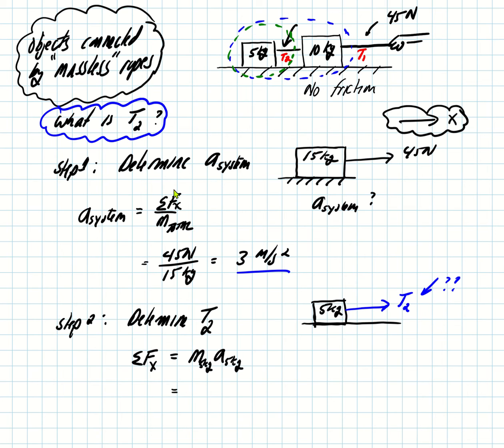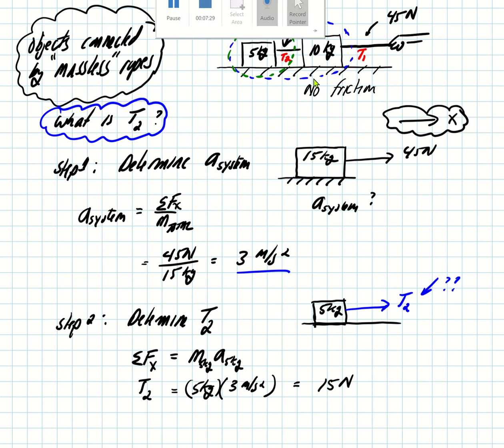And what is the force in the x dimension on just the rear box? Well, that's our T2. So the tension in the second rope, or the rope to the left, is going to be equal to the mass of the rear box times its acceleration, which is the acceleration of our system. This is why we found the acceleration of the system, so that we could use it here. 3 meters per second squared. And that's going to be 15 newtons.